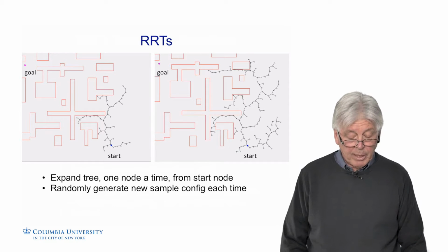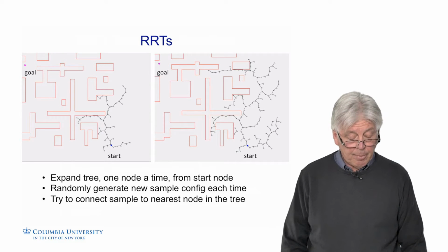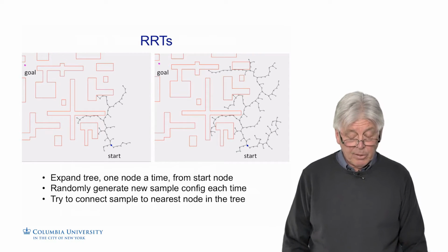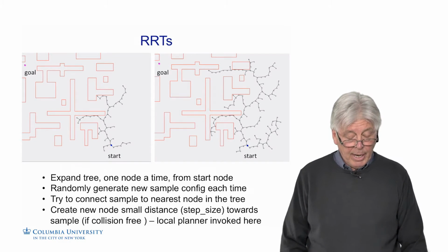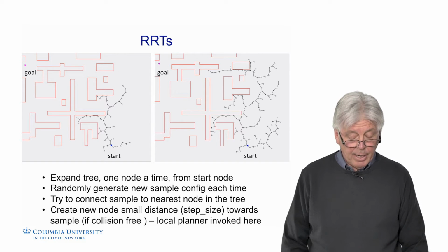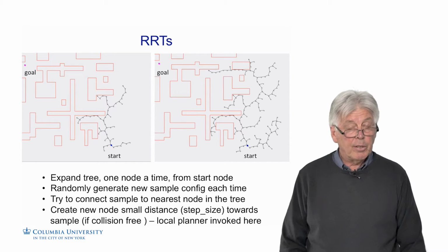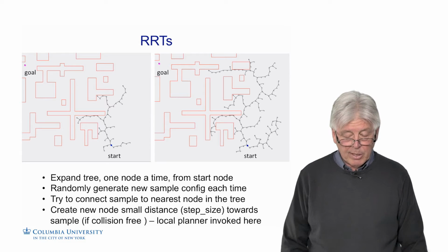We randomly generate a new sample configuration each time. We try to connect the sample to the nearest node in the tree. We go out a step size once we connect. And we create the new node. And the local planner is invoked here to find this new node that's a step size out. And you can see on the right, it continues to grow and is starting to grow towards the goal.